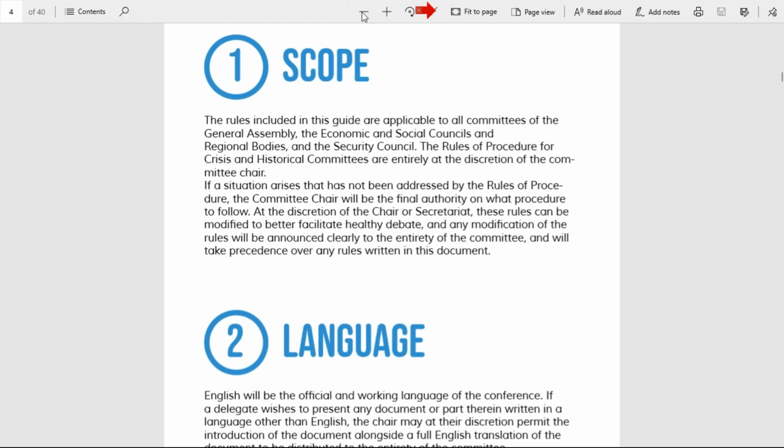So you see now, the rules of procedure we're discussing right now apply to all of them. However, when it comes to other committees like crisis and other specialized agencies, they use totally different rules of procedure, but we won't be simulating that for Saimun.